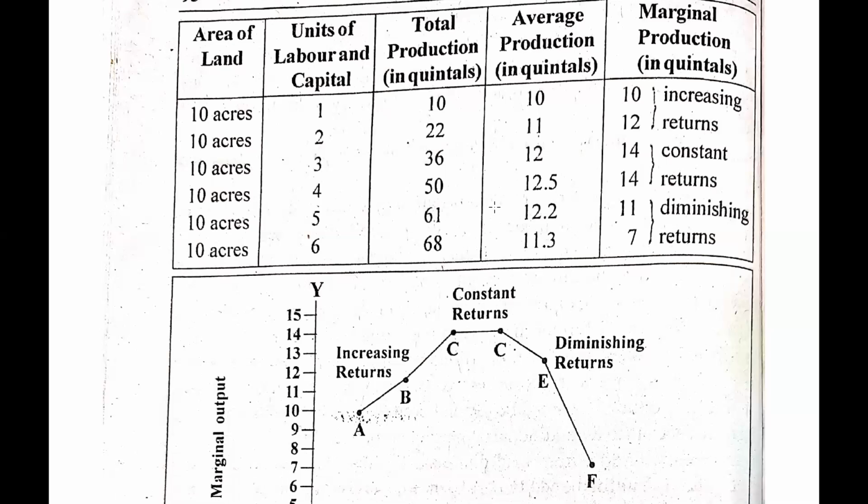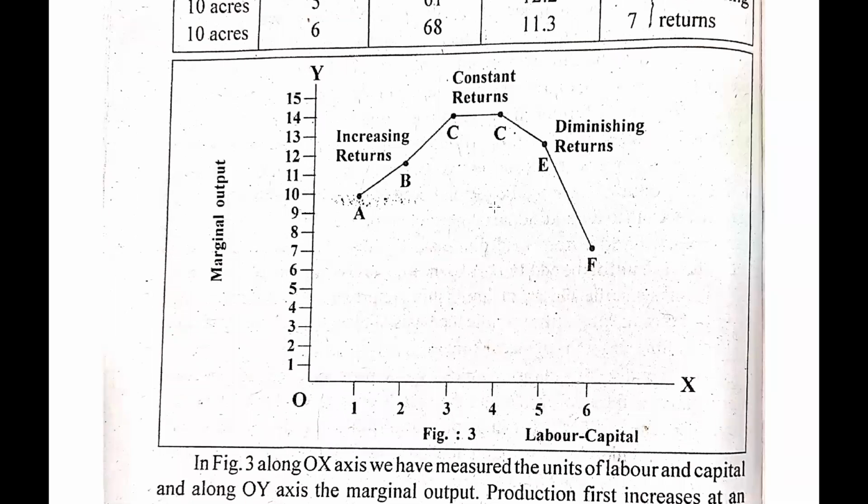So guys, this is what the law says, and we will understand this concept from this diagram. In figure 3, we are given labor and capital on the x-axis and marginal output on the y-axis, and this is how the graph has been made up. From 1 unit of labor and capital, the production is given here, and as we increase the units of labor and capital, our graph will become like this.